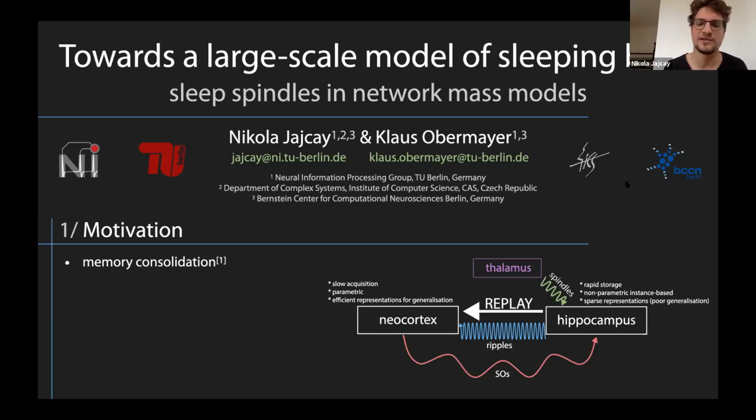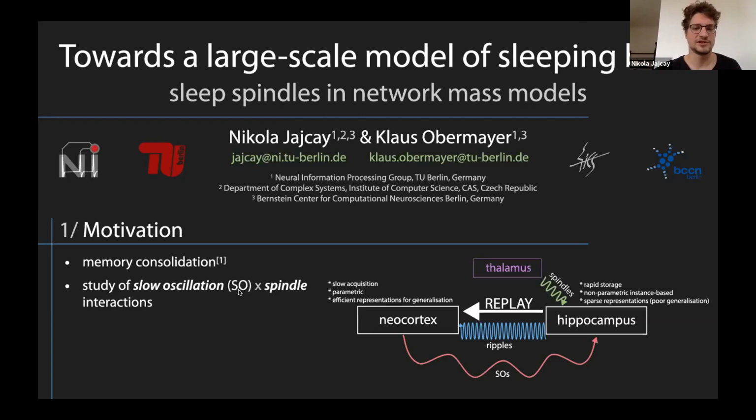Each of these brain areas during sleep offers some canonical oscillation. For the neocortex, those are the slow oscillations around 1 hertz. The thalamus is generating sleep spindles around 12-13 hertz, and the hippocampus is generating sharp wave ripples. When all of these three oscillations are somehow hierarchically nested, there is a memory replay from hippocampus to neocortex, and by this there is an information transfer. The neocortex offers slow acquisition and is parametric, and it's very efficient in generalization. My main work was the study of slow oscillation and spindle interactions. For now, we will completely omit the hippocampus and sharp wave ripples.